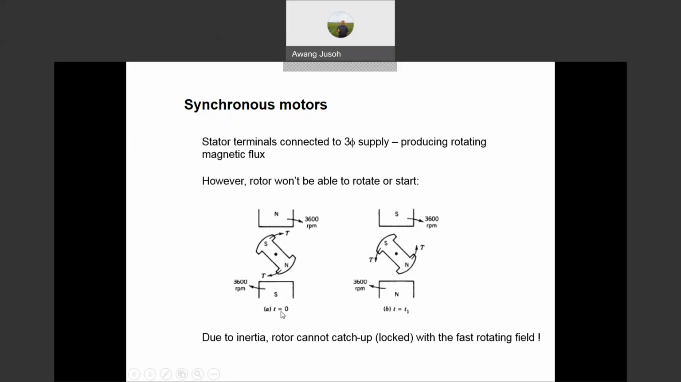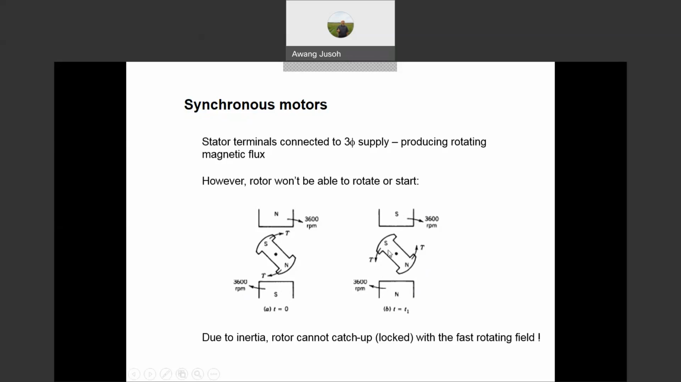But what happens at T1? Because of the fast, quick movement of this rotating flux, at T1 this one becomes a south pole and that one becomes a north pole, because the flux is rotating, right? So now you can see that because of this south pole, they try to attract this one. The south pole tries to attract this one, and the one down there tries to attract to the south pole like that.